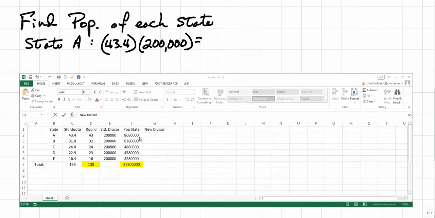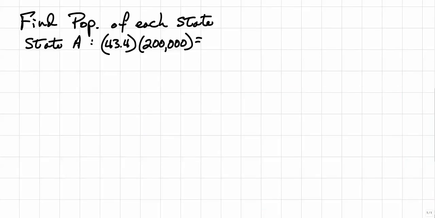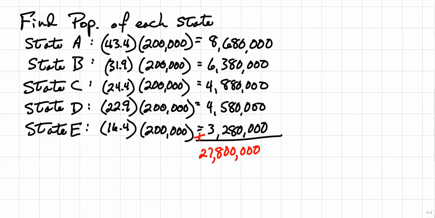I'm now going to have to do calculations with a new divisor. I'm going to replace the standard divisor with a new divisor. So let's go back to this, and we'll write out the fact that this was 8,680,000 people. And we'll do that for all 5 states. Alright, now you see that I've written out all 5 states with their associated populations. Now we want to create a new divisor.